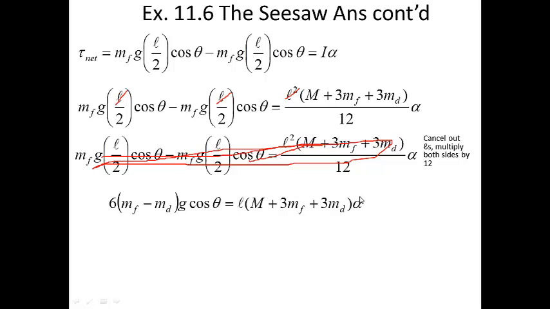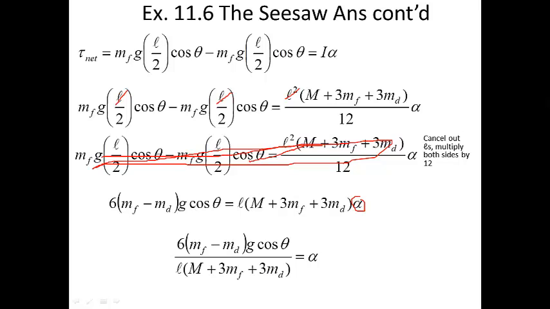Now what should we do? Remember, we're looking for the angular acceleration, so we want to divide both sides by this right here. And you should end up with this. And that is your final answer.